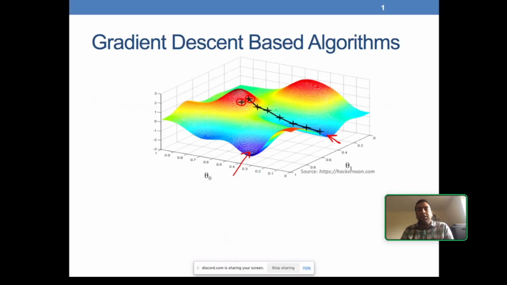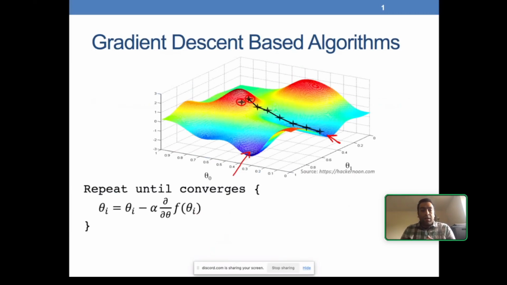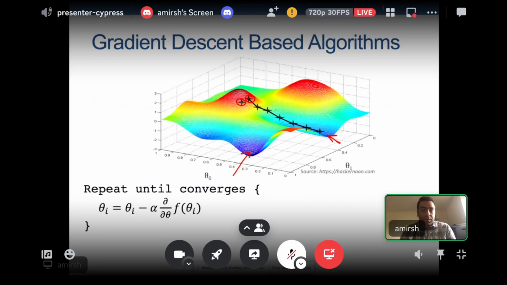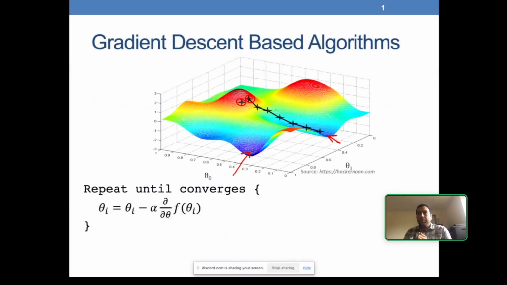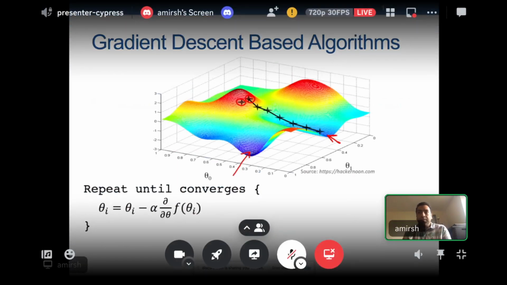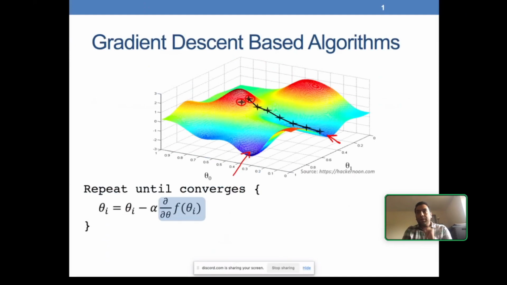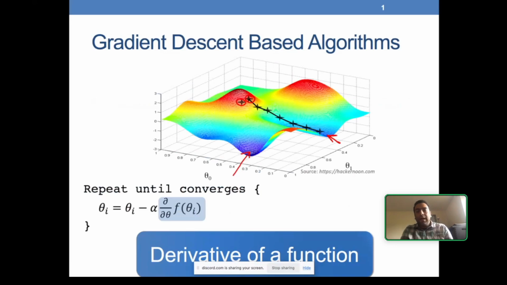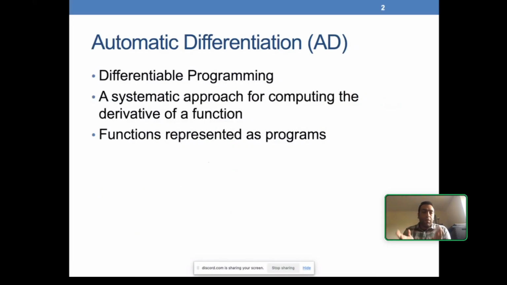Usually in optimization problems, we are using a class of algorithms referred to as gradient descent-based algorithms, basically consisting of iterative procedures where at each iteration we have to update the parameter, here referred to as theta, by computing the slope of an objective function. And in order to compute the slope, we have to compute the derivative of a function. And automatic differentiation or differentiable programming is basically a systematic approach to compute the derivative of a function.